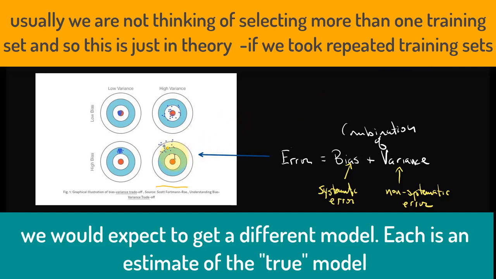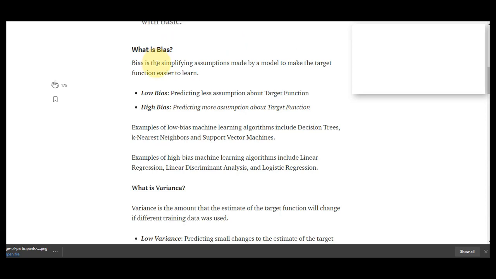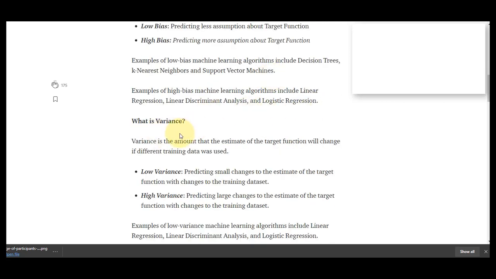So if we choose a new training set, we might get a model which doesn't do a very good job of estimating what we're trying to estimate, which is the true relationship. So again, what is bias? Bias is the simplifying assumptions made by a model to make the target function easier to learn. So what is variance? Variance is the amount that the estimate of the target function, so our estimate of the model, which is all we have, will change if we use different training data. So that's what we mean by variance in terms of machine learning.